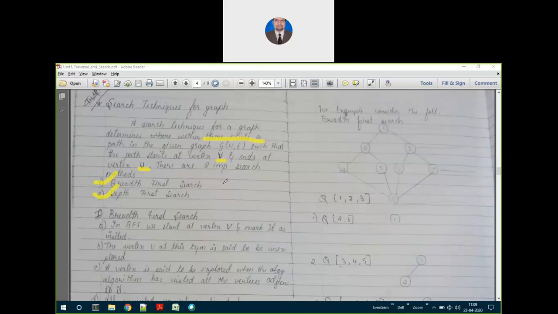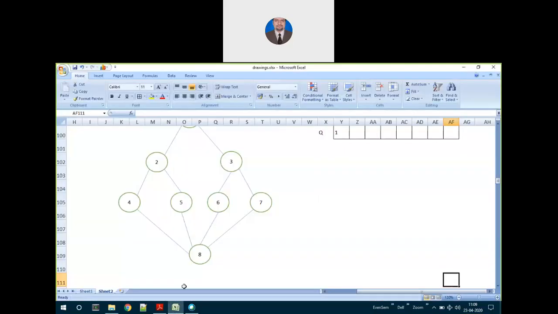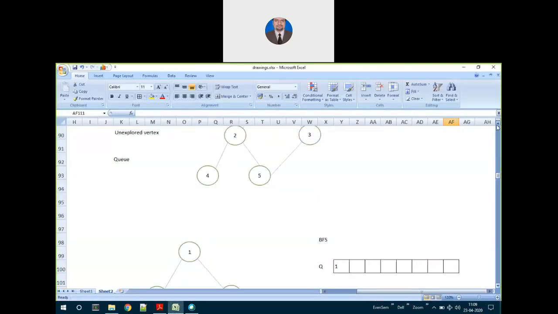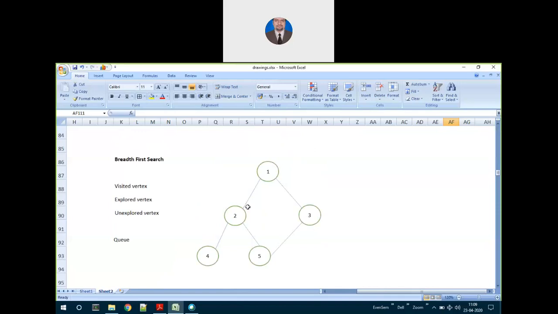Let us take an example and try to understand what breadth first search is. To understand this, I have taken a simple graph. This graph contains a total of 5 vertices and a total of 5 edges.